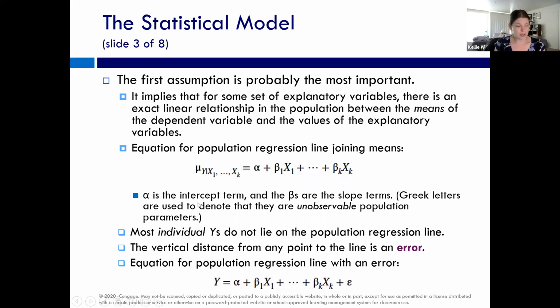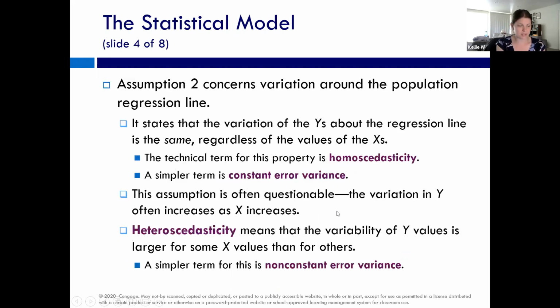Most of our individual y's do not lie on the population regression line, this perfect line. So the vertical distance from the regression that we got to this line is the error. And so that's this error term here. So we have to compensate for the difference between the individual y's and the fact that they don't actually lie perfectly on the population regression line.